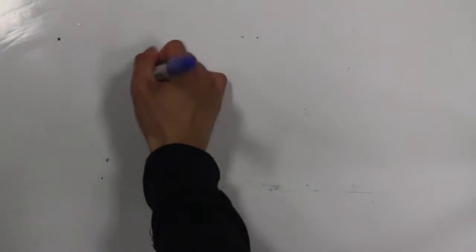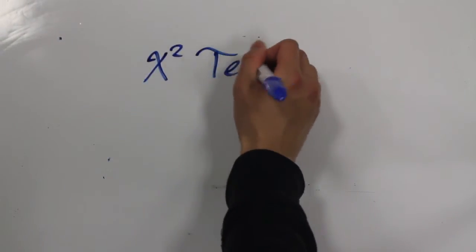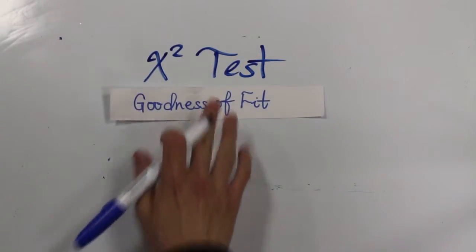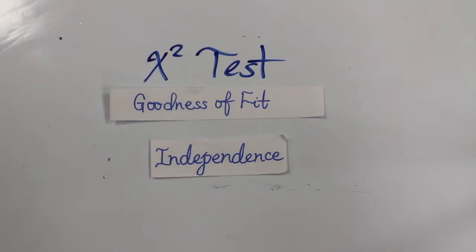There is also a special type of hypothesis test which is called the chi-square test. There are three types of chi-square tests, which are goodness of fit, independence, and homogeneity.